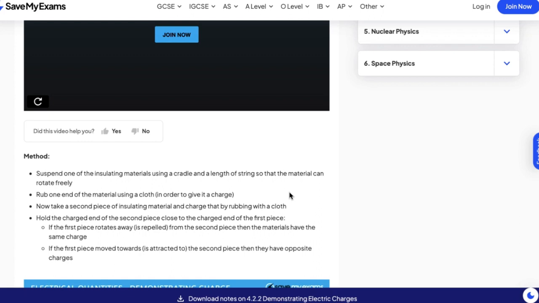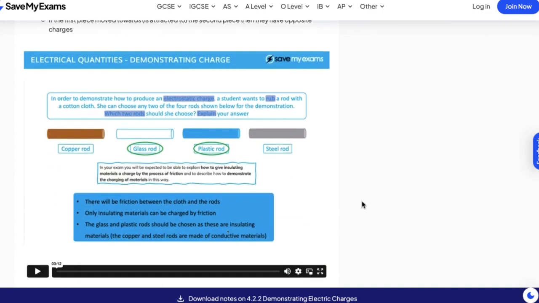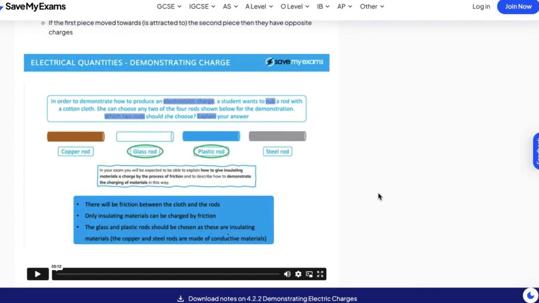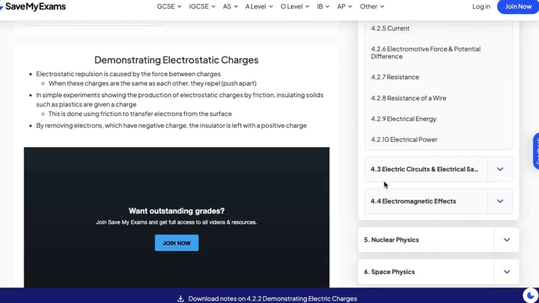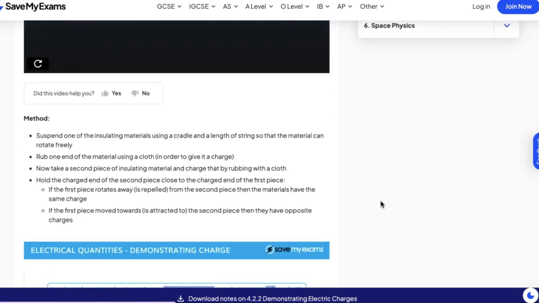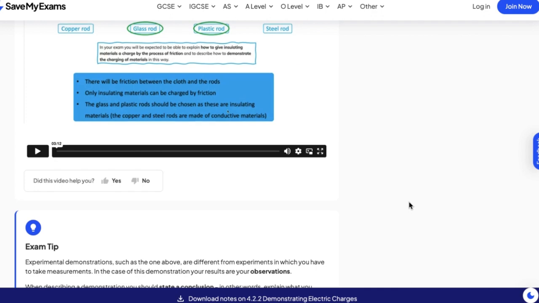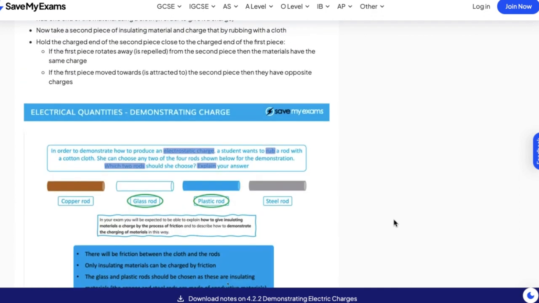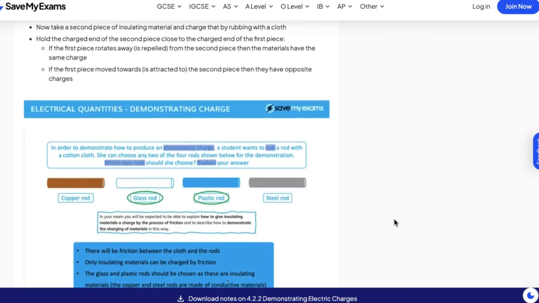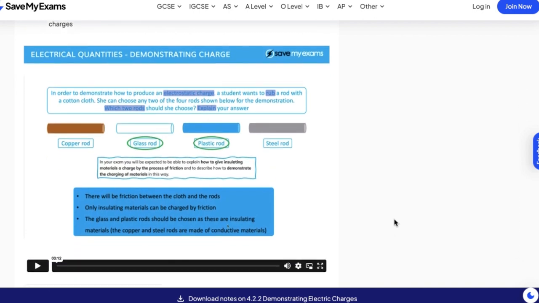But if the first piece moves towards the second piece, it means it's attracted, so the materials have opposite charge. So this is an experiment on how we demonstrate electrostatic charges. And then here is a question, also demonstrating charges. Here we're looking at the electrical quantity. So let's listen to this and get a grab of it.